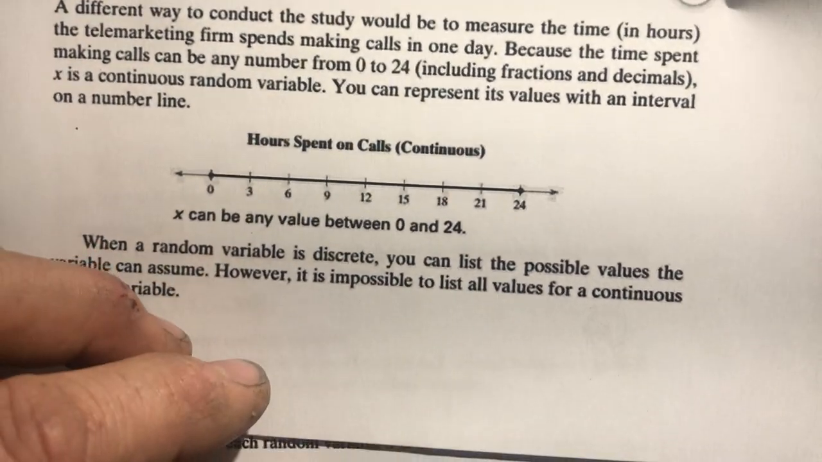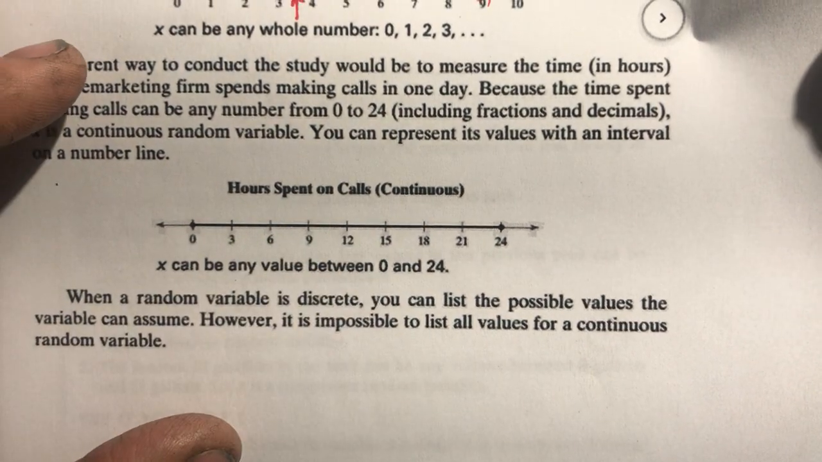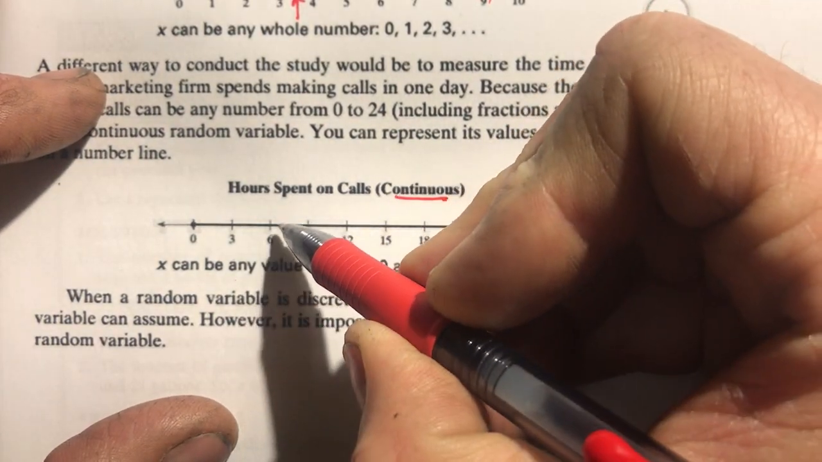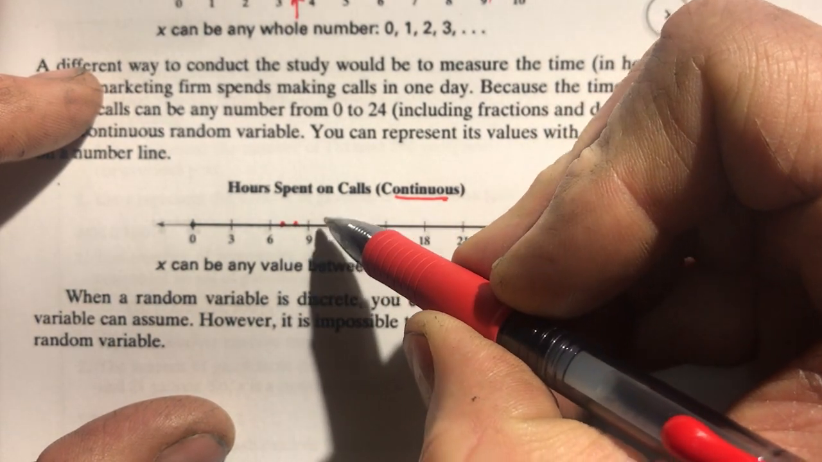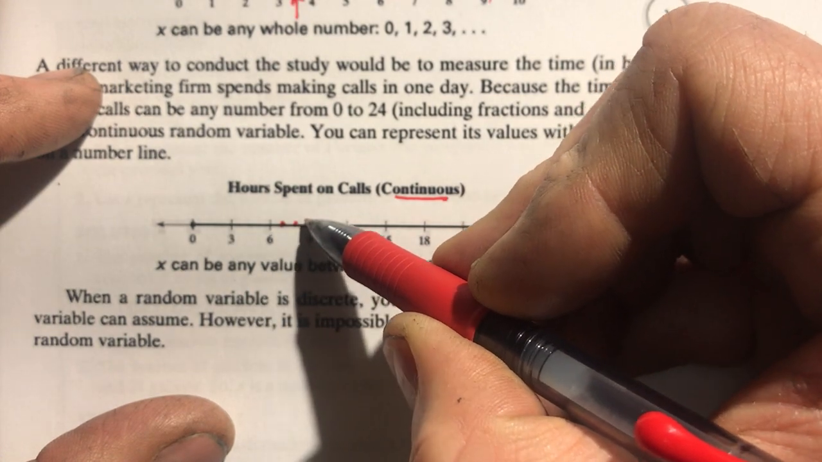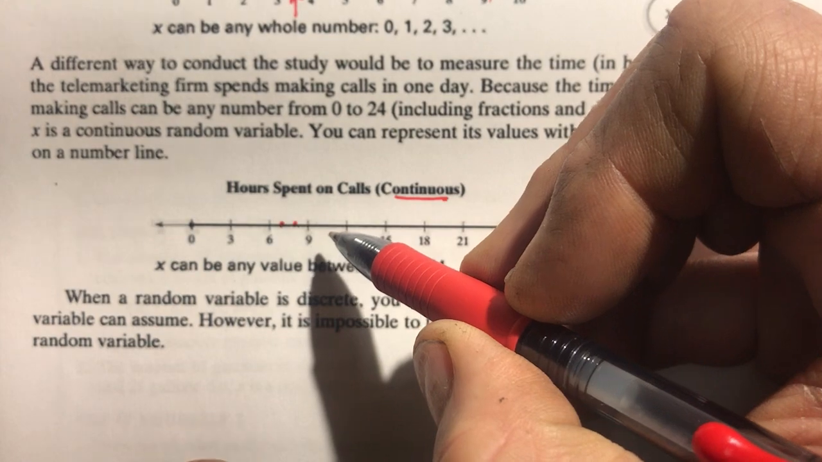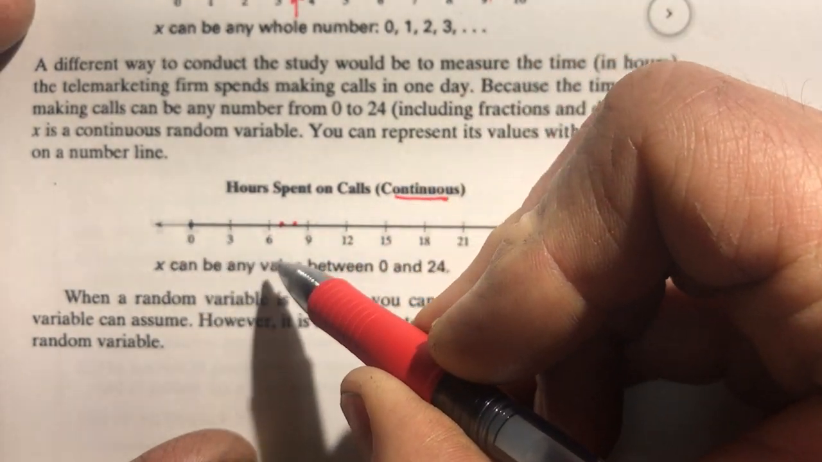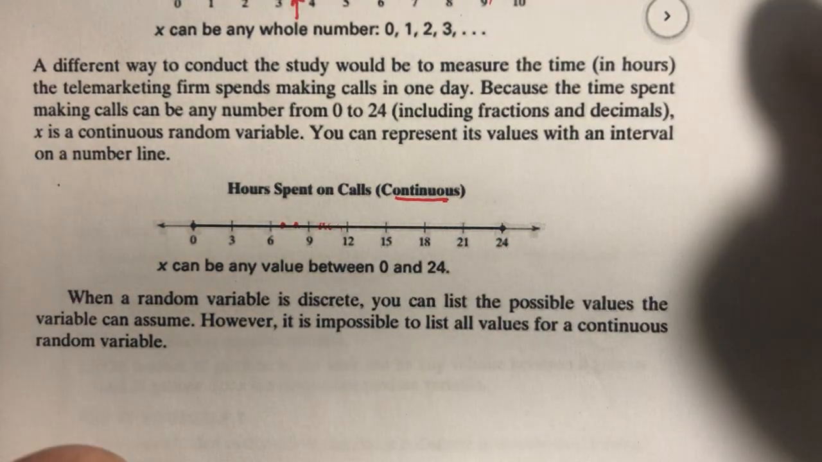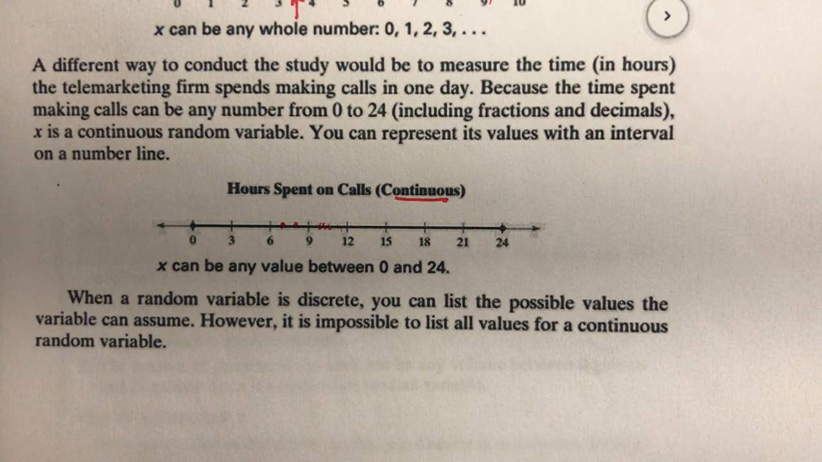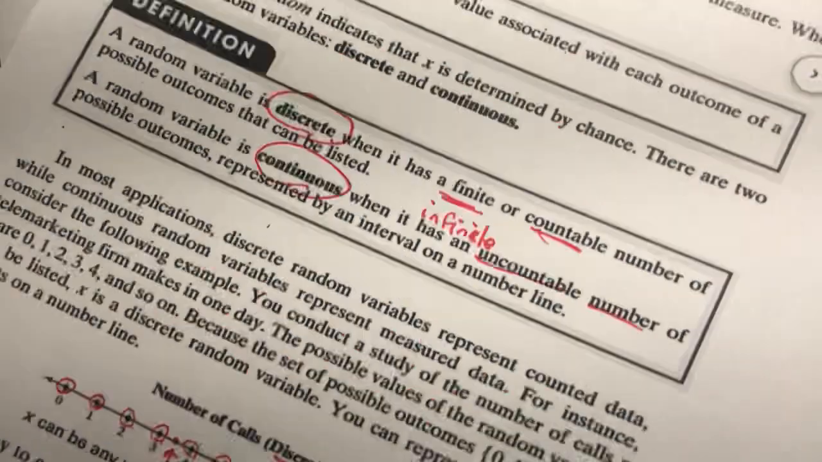Whereas here, hours spent on the phone. This is continuous, which means you can spend 6.2 hours, 6.9 hours. But anyway, there's split minutes you can spend on this. So these are not just these values, 0, 3, and all these. There's all these values in between them. And you can't count all the different values because it's infinite. That's what a continuous random variable is.